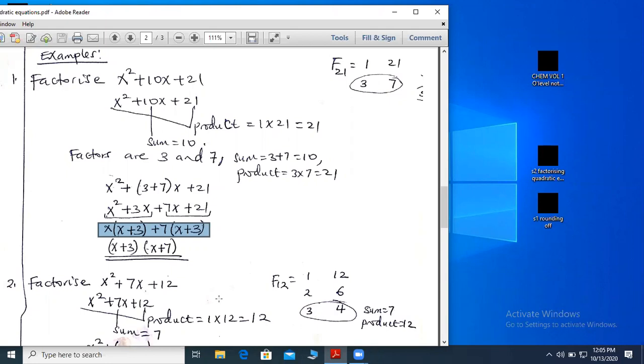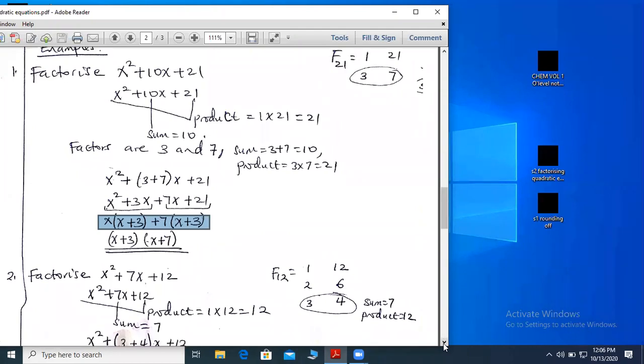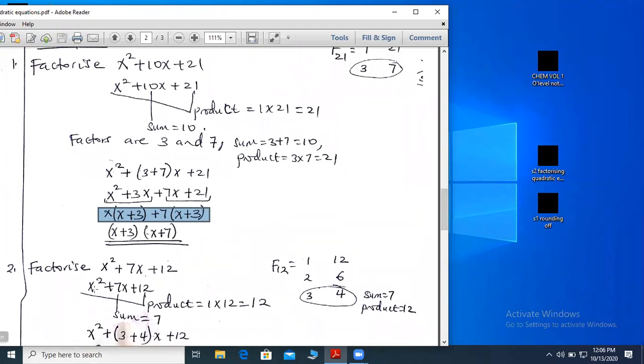So what do you do to these factors? You come to the equation and you put those factors where there is 7. So instead of writing 7, we shall put there 3 plus 4. And what shall we get? We get x squared, then where there is 7, we put 3 plus 4, into x plus 12. Please don't use 2 plus 6, because 2 plus 6 is not 7. Then you open the bracket, it becomes x squared plus 3x plus 4x plus 12, as you can see.